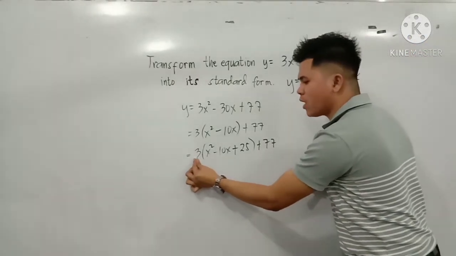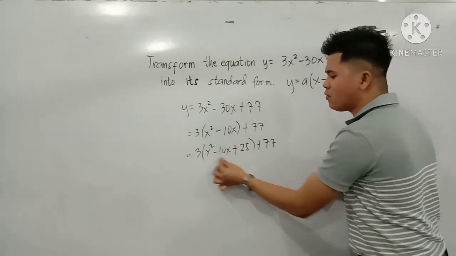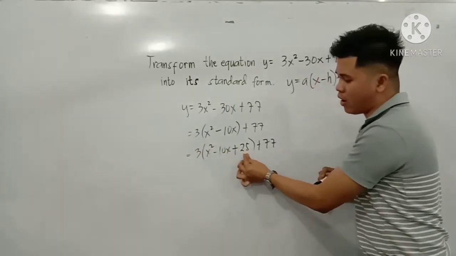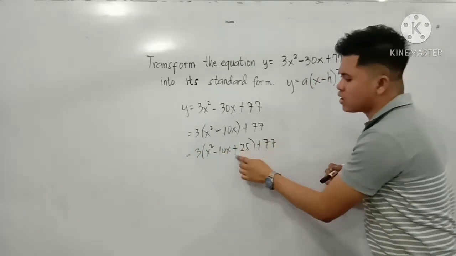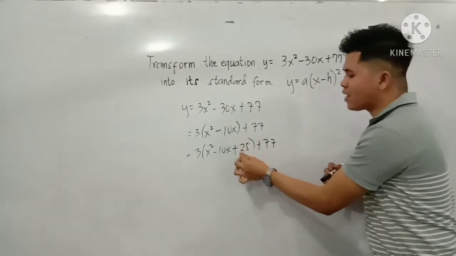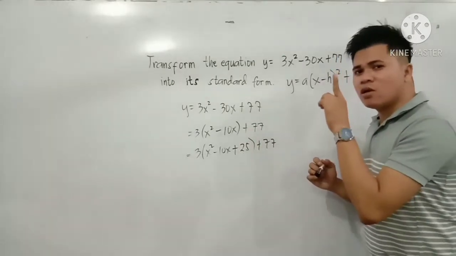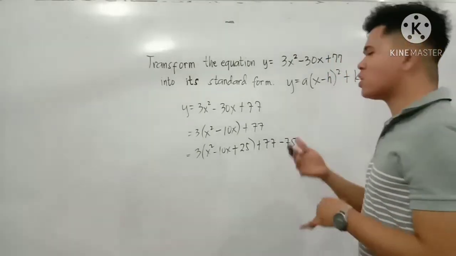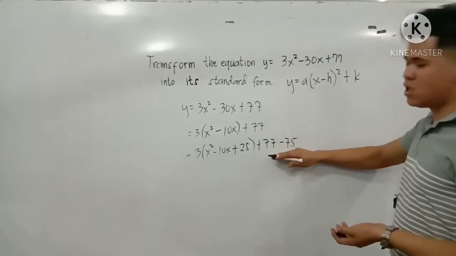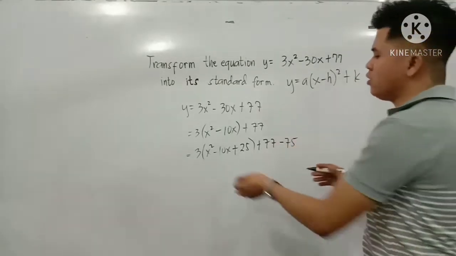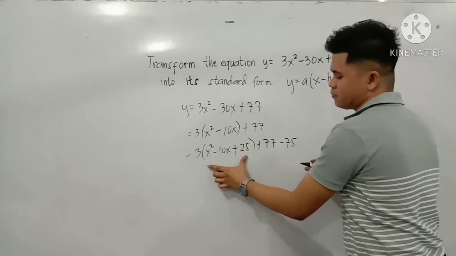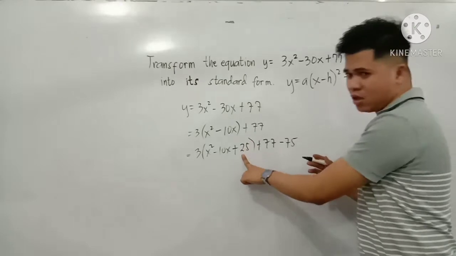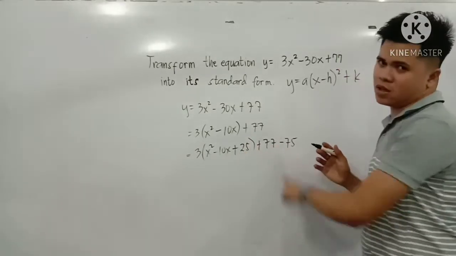So, we have to multiply this 3 to the constant of our perfect square trinomial, which is 25. So, 3 times 25 is positive 75. Therefore, positive 75, the additive inverse is negative 75. So, it is the number that we are going to add here, the additive inverse of the final value of our constant. We multiply 3 with positive 25 is positive 75. Then the additive inverse is negative 75.